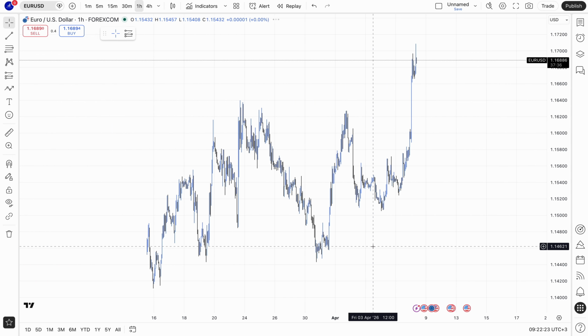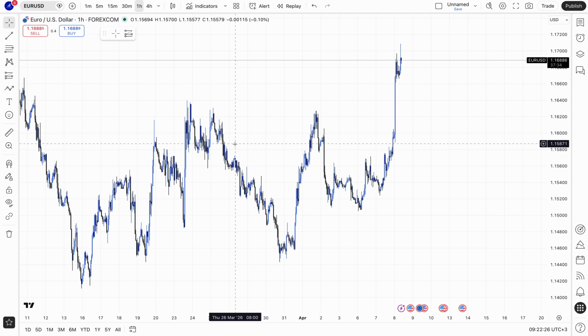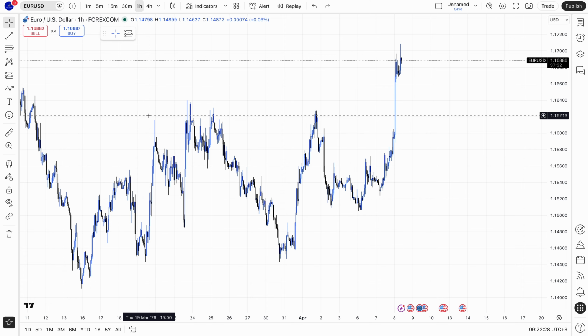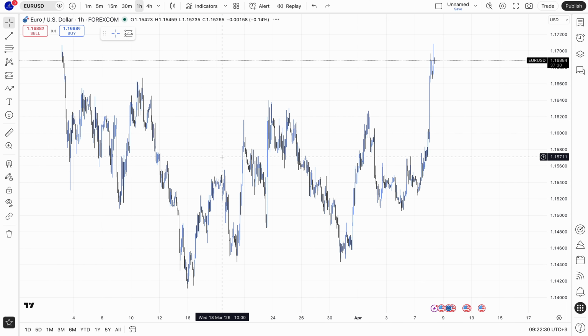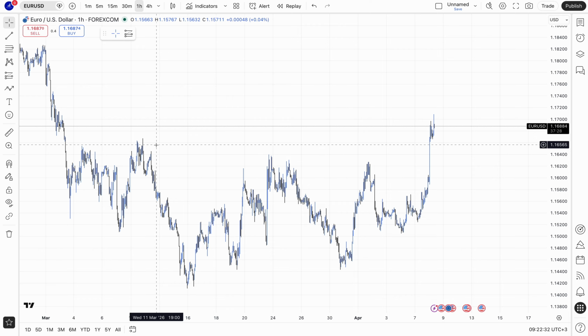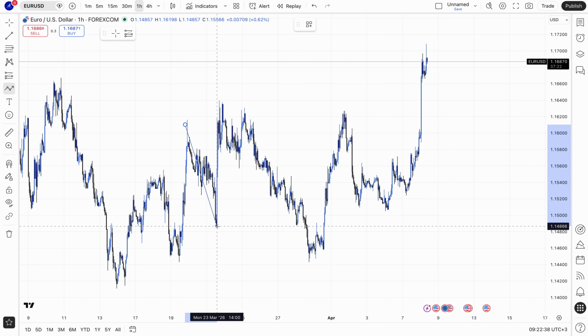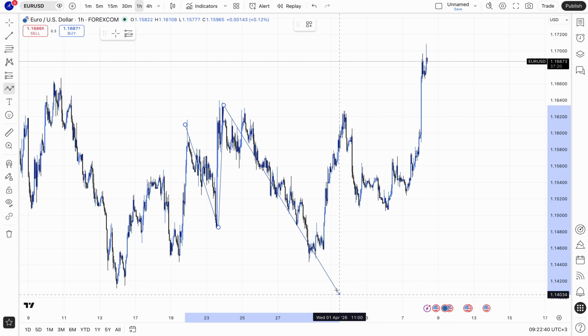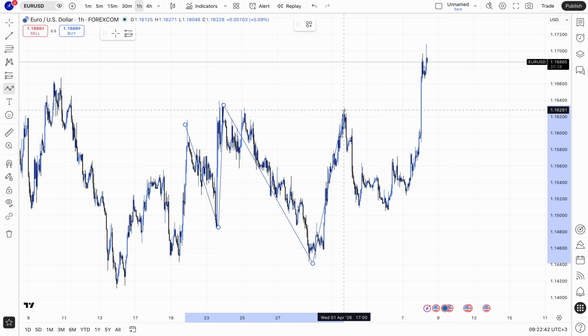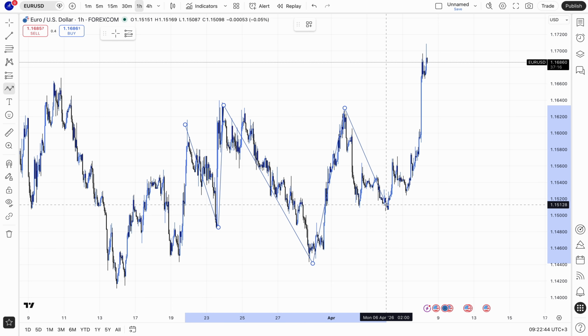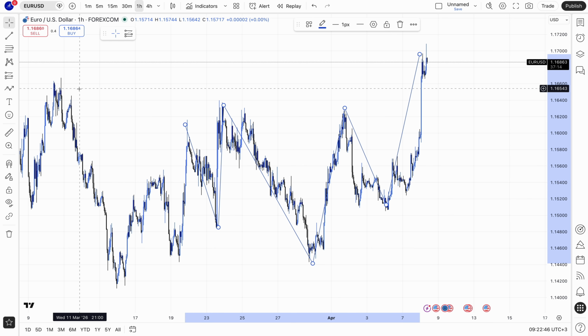Then from here, we have our setup and plan for EU. First things first, our read is market structure, both internal and external market structure. If you look closely here, we had a change of character to the downside, then a pullback, then a change of character to the upside.